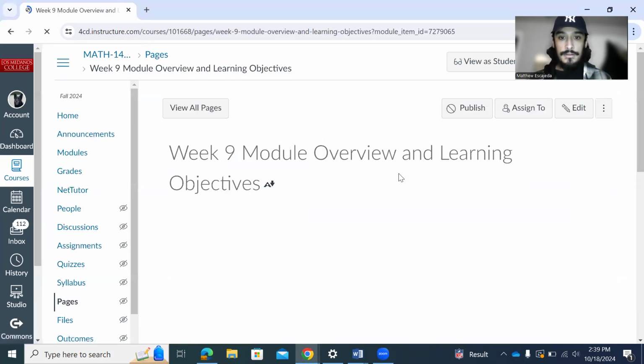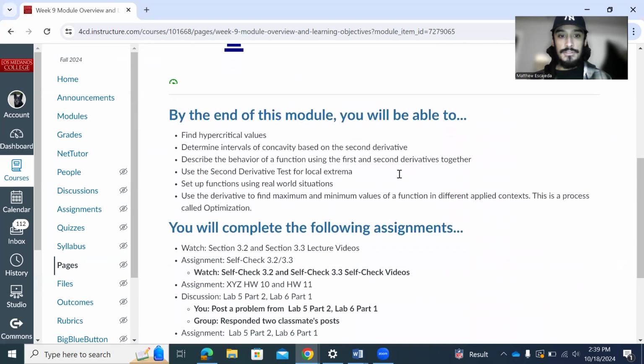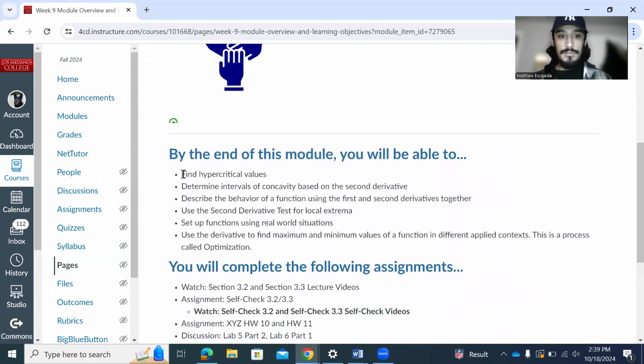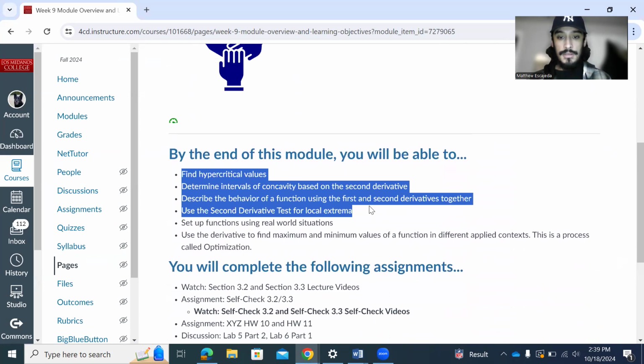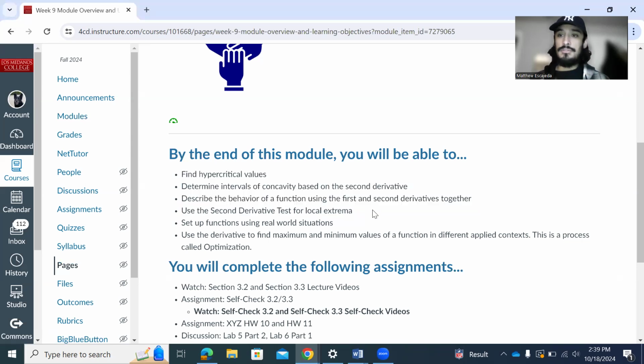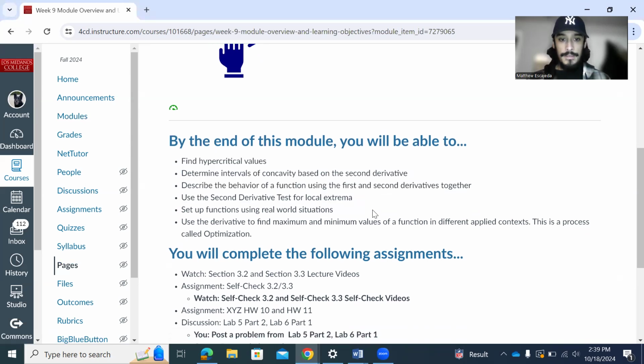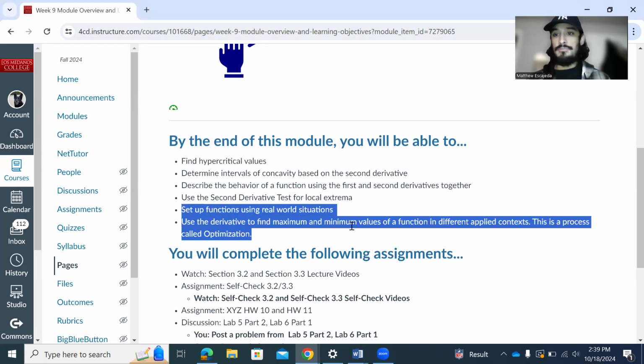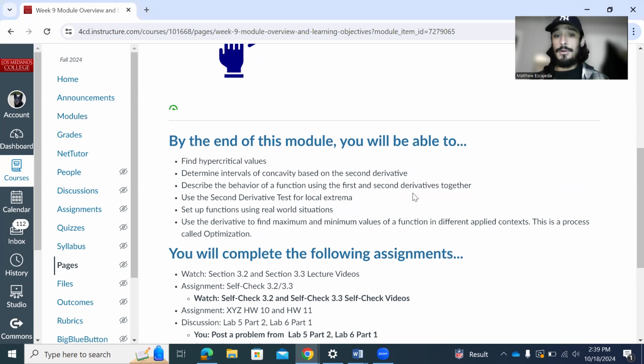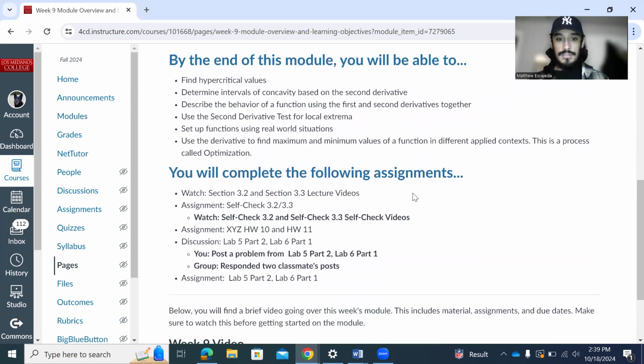So the week 9 overview and learning objectives: here's the 3.2 learning objectives. It's related to 3.1 in a way, just this time involving the second derivative. Same thing: second derivative equals zero, find some values, just a little different twist to it. And then in 3.3, here are our learning objectives, just more about optimization, finding maxes or mins of real world problems.